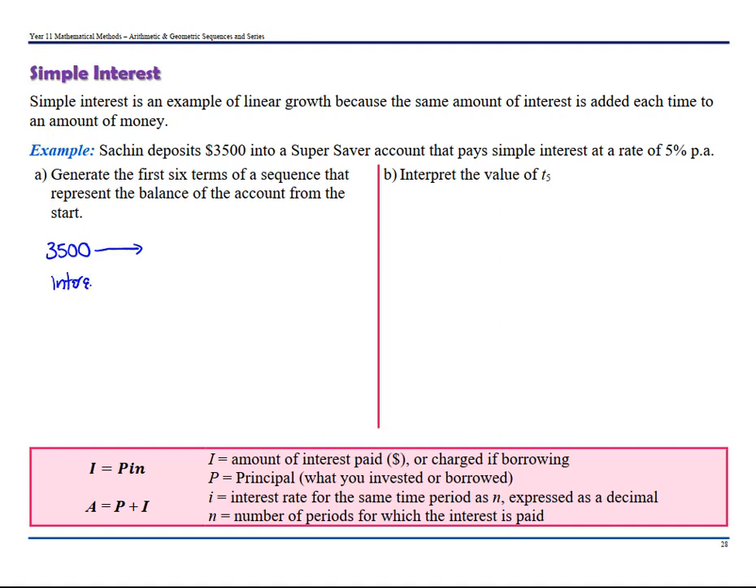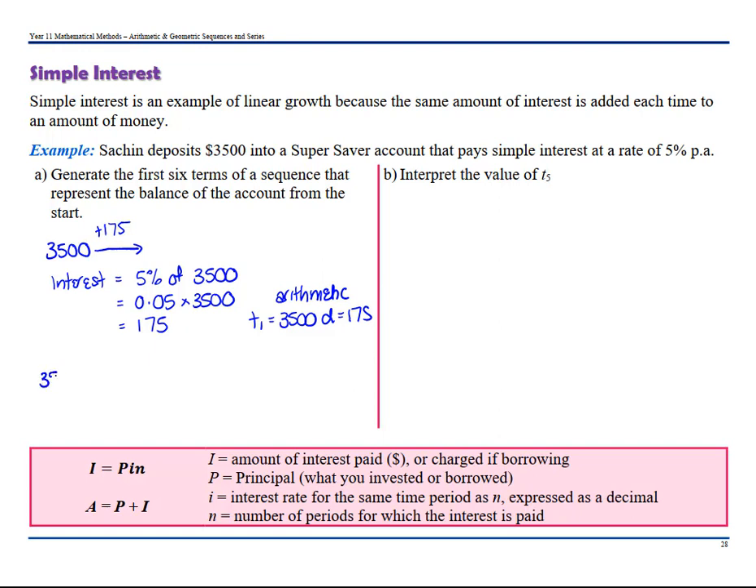So the interest is equal to 5% of that initial amount, that 3,500. So that's 0.05 times 3,500, which is $175. So we are going to add $175 each time. So T1 is going to be 3,500. Our D is 175 because it's arithmetic. So we need the first 6 terms.